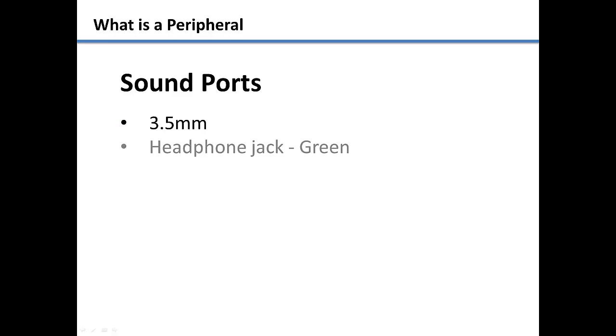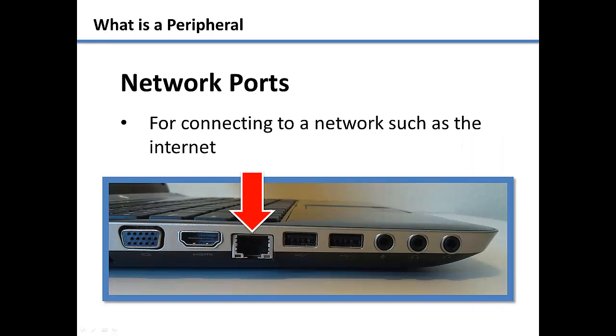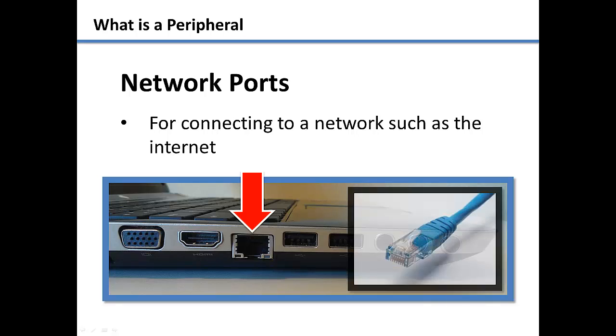In order to hear sound, you will need to plug in speakers or a headphone to a green 3.5mm jack that looks like this. The blue jack is for audio input, and the pink jack is for microphone input. Another port that you will always find is a network port. This port will look like a large phone jack, and you will plug in an Ethernet cable that will look like this. The Ethernet port is used for connecting to a network, such as the internet.